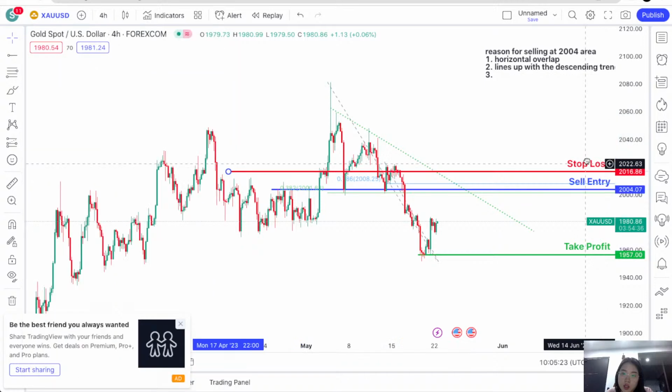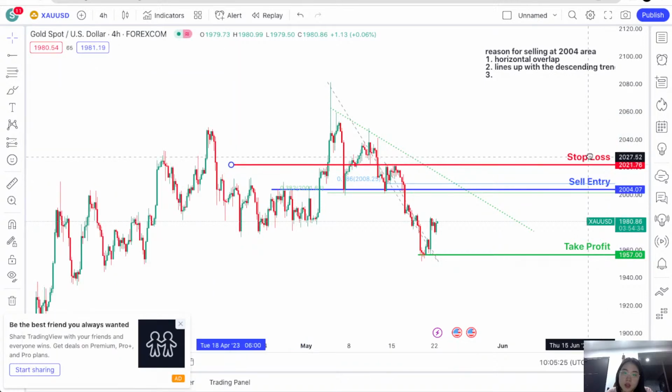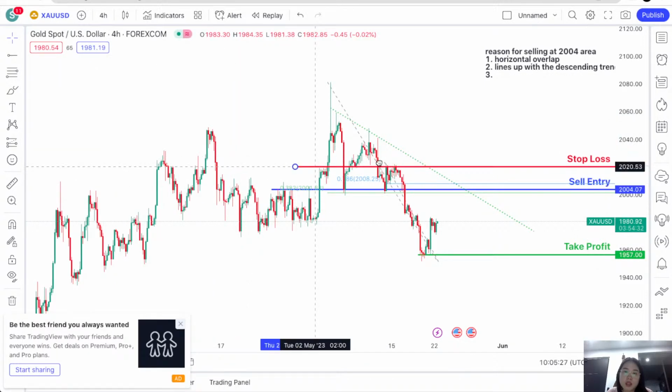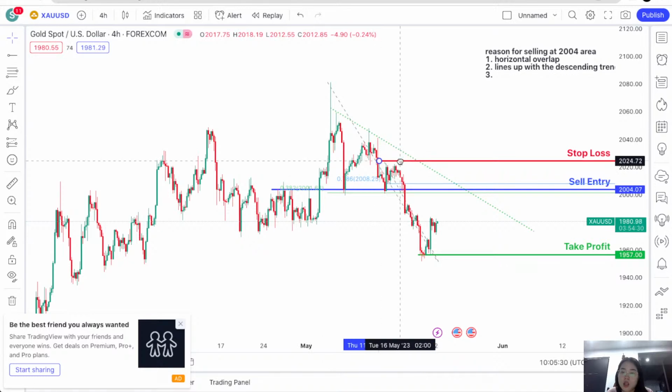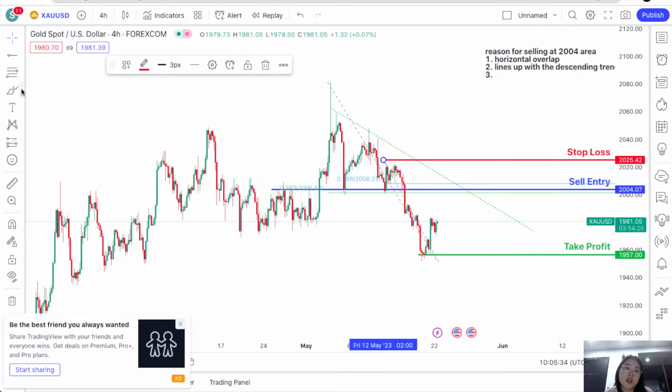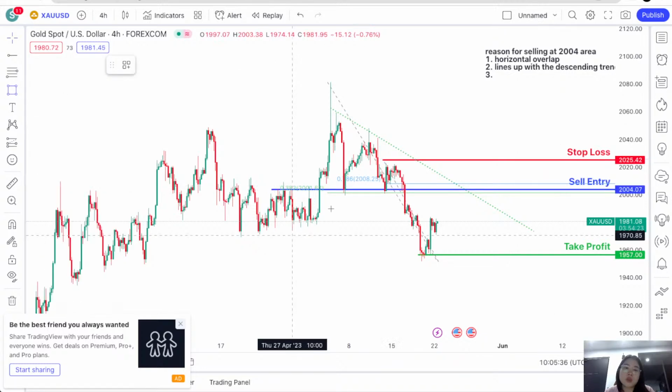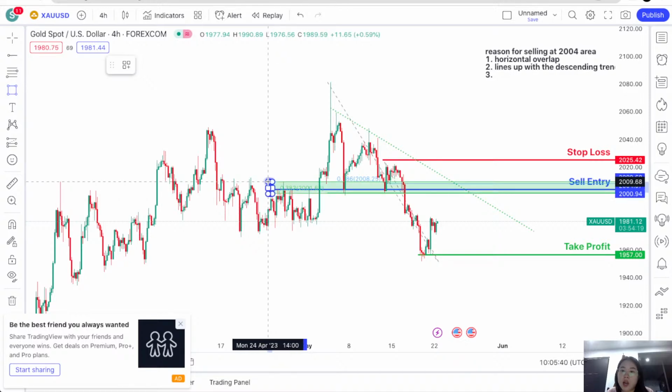Yeah, definitely need to move my stop loss a bit higher. You know what? I'm just going to leave the safe stop loss here. You guys decide where you want to put your stop loss, but ultimately just put it on top of the sell entry, not too close, because there's a possibility that you might get wicked out. Now I'm going to highlight this zone. This is the zone of entry.